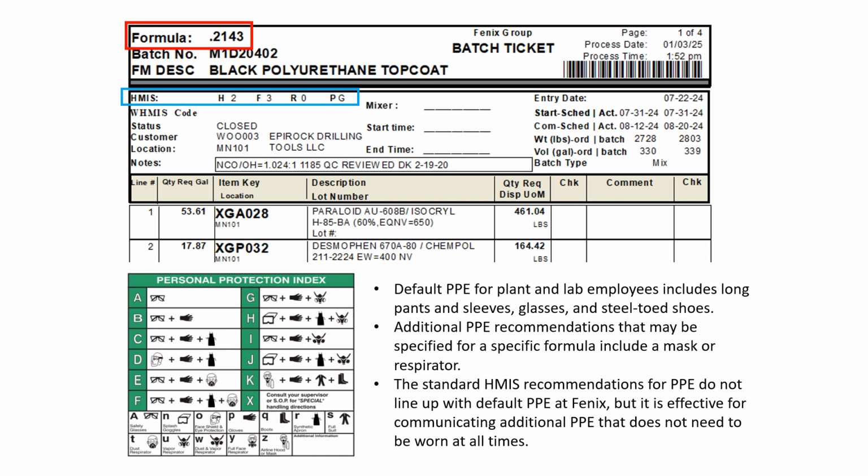Default PPE for plant and lab employees includes long pants and sleeves, glasses, and steel-toed shoes. Additional PPE recommendations that may be specified for a specific formula include a mask or respirator. The standard HMIS recommendations for PPE do not line up with default PPE at Fenix, but it is effective for communicating additional PPE that does not need to be worn at all times.